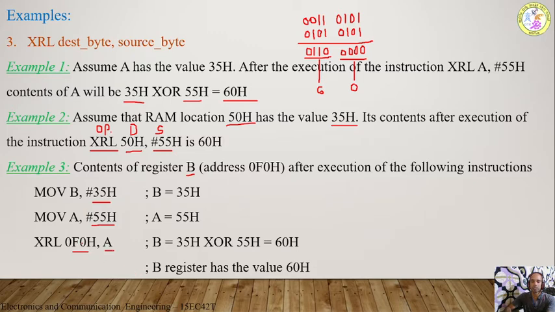Do the XOR operation between the accumulator content, that is 55, and the content of F0, which is the memory location F0, the address of register B. In the address of register B, we have 35 as data. Do the XOR operation between these two and store the result back to F0, that is, back to B. So the result 60 has been stored back to B.